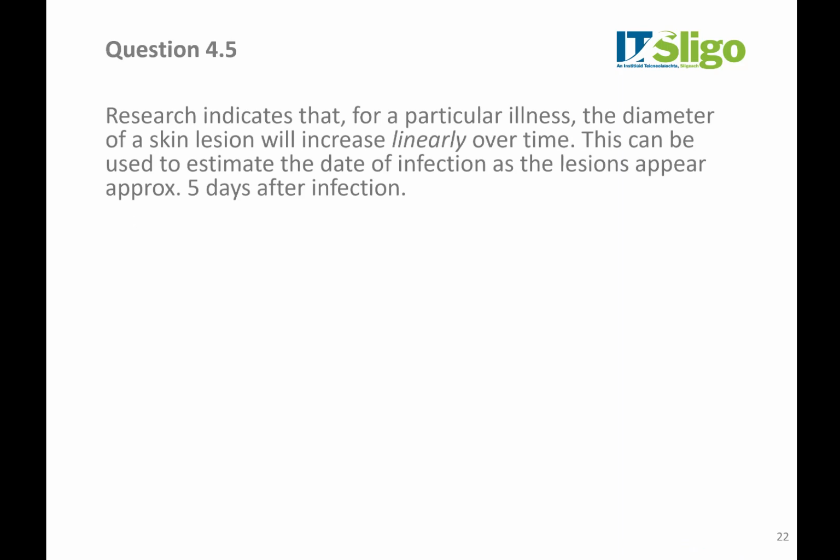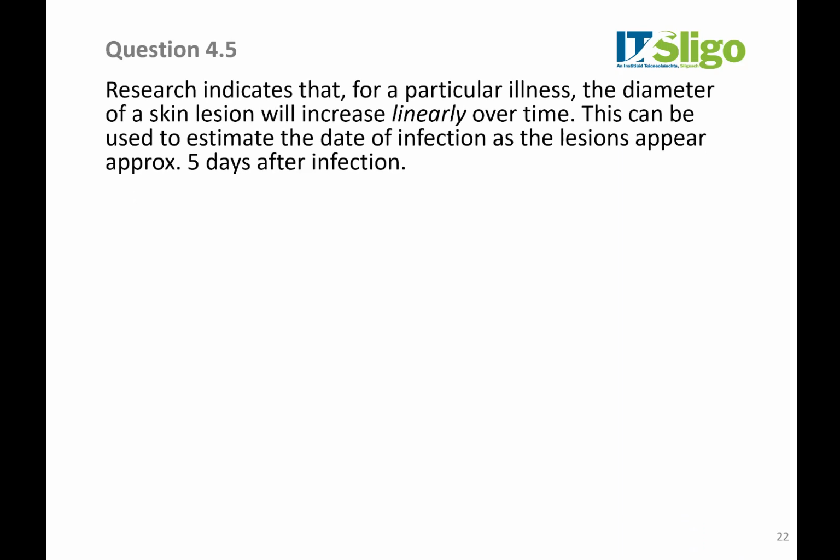So now here's one for you guys to try. So here we're looking at a lesion. A lesion is kind of a blemish or a mark on the skin. They're usually pretty ugly, but it's usually a sign that something's wrong. If you wake up one day and you've got a big red sore mark on you, you can tell something has gone wrong somewhere.